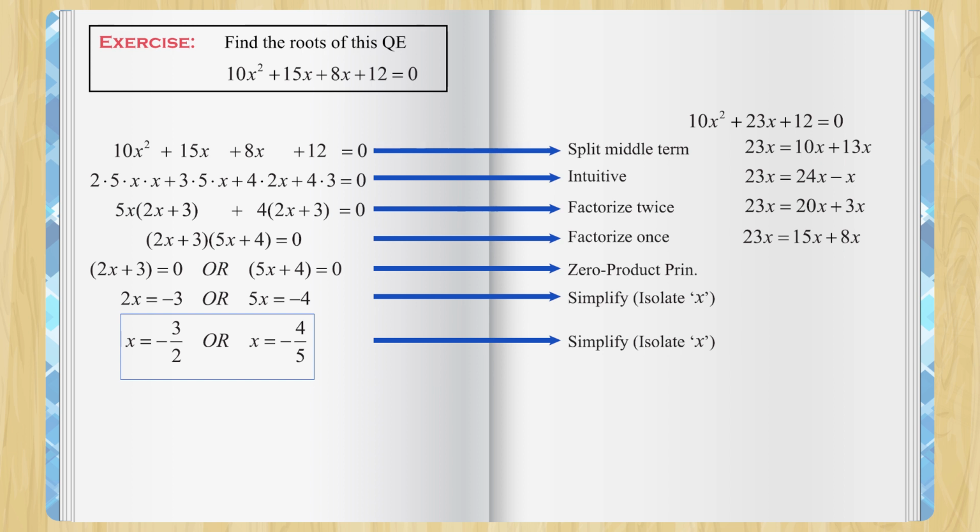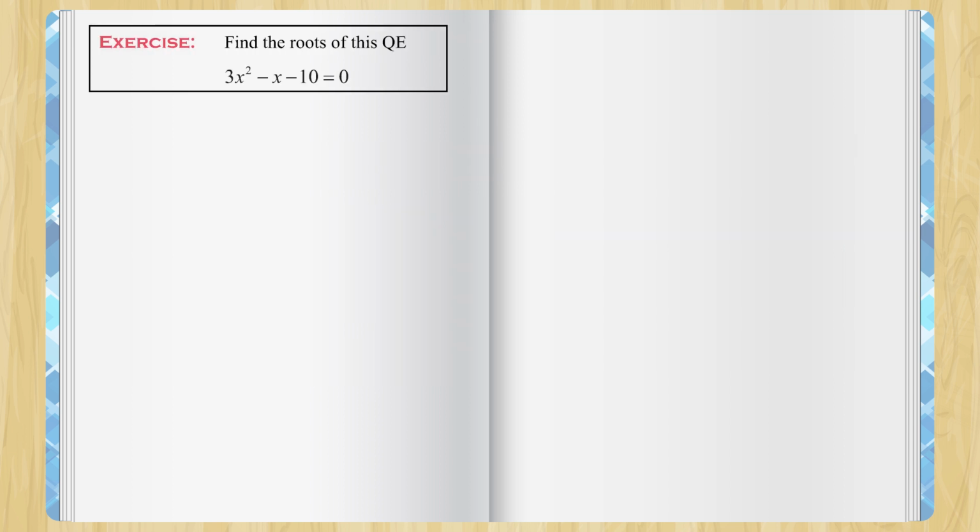Notice that while we call this method the method of factorization, the two steps where we factorize are not even the difficult ones. The most difficult step in such problems is the step where you split the middle term, and it is difficult because you have to run multiple trials and decide which combination is the correct one. Now let's consider another quadratic equation. This time the quadratic equation is in the general form. 3x squared minus x minus 10 equals 0, and this is a type that you will find on your tests.